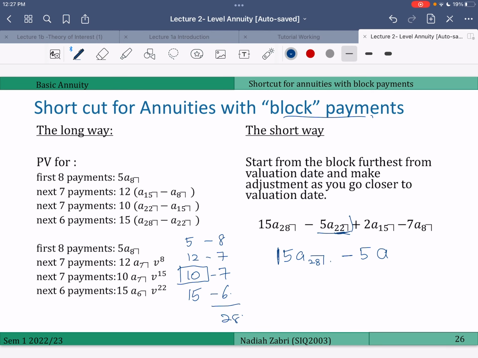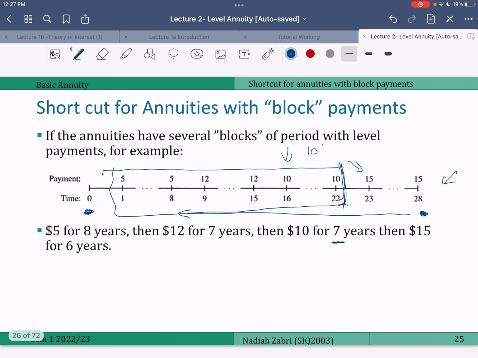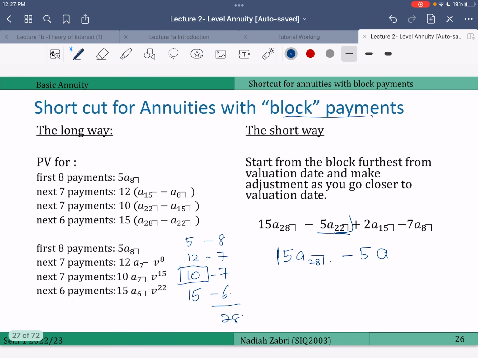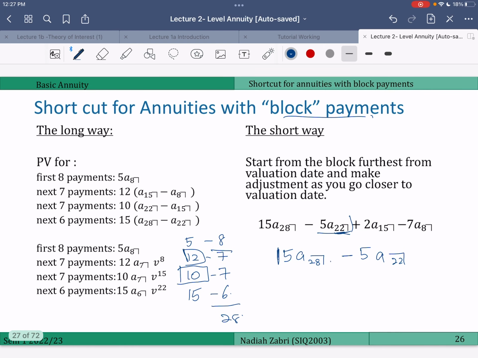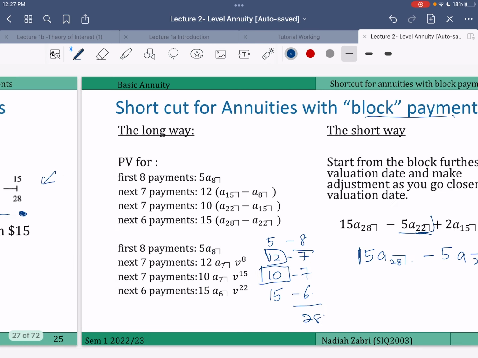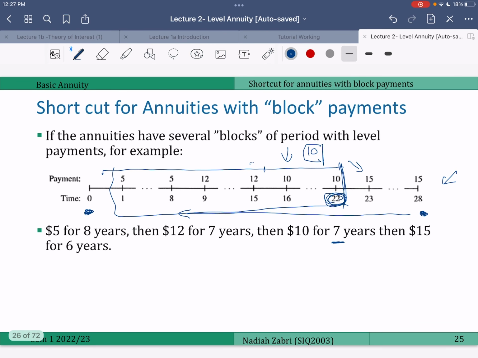For all means 22. There's 22 more. Okay, there's 22 more. So 22. And then the second block. The second block is 12, but now we have 10. Now each block is 10, right? 15 minus 5. But now we want to make it 12. So we come up with a difference. So plus 2. But plus 2 we do just for all of the blocks before the third block.